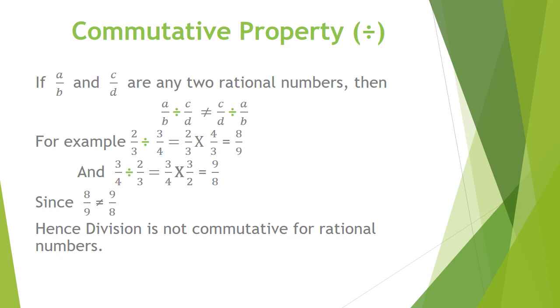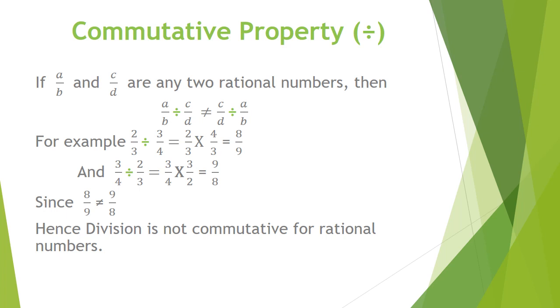Next property is commutative with respect to division. That is, if A upon B and C upon D are any two rational numbers, then A upon B divided by C upon D is not equal to C upon D divided by A upon B. Let's verify it with one example. Let A upon B equal 2 by 3 and C upon D equal 3 by 4.